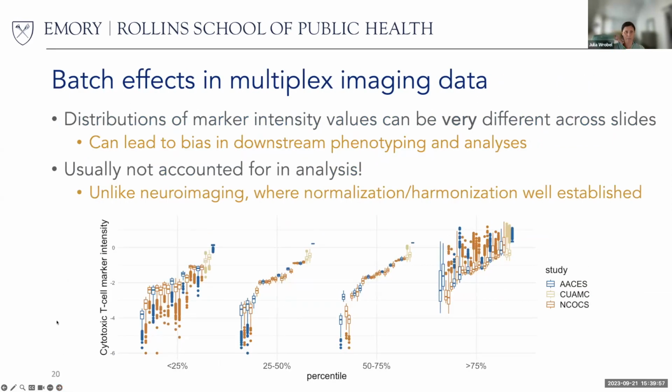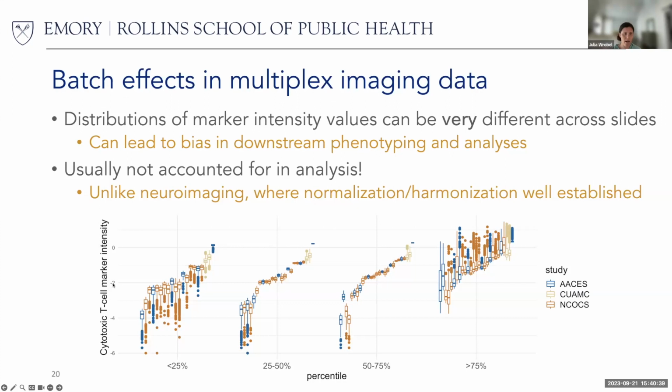These batch effects are a huge problem in multiplex imaging data, and one that's definitely not solved yet. The distributions of marker intensities can be very different across slides. If you don't account for that bias, it can bias all the steps after that, including your cell phenotyping and your spatial analysis. On top of that, they're usually not accounted for in analysis at all by most people who are analyzing this data. Unlike neuroimaging, where normalization and harmonization are well established, not necessarily which method to use, but at least it's well established that this is a problem you should think about before analyzing your data.